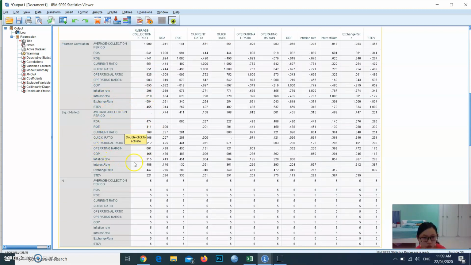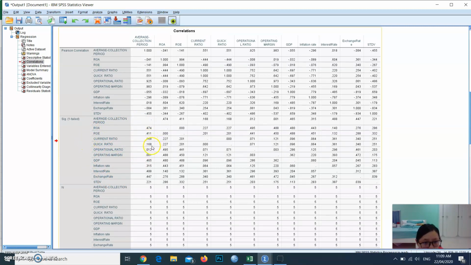From this column, we can see whether the independent variable is significant or not to the dependent variable. In our case, only operational ratio and operating margin, 2, are significant to the dependent variable because they are less than 0.1.